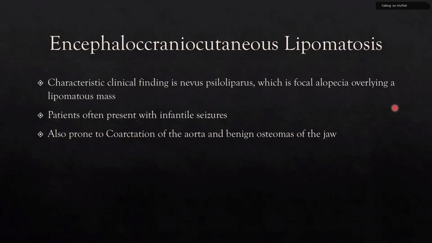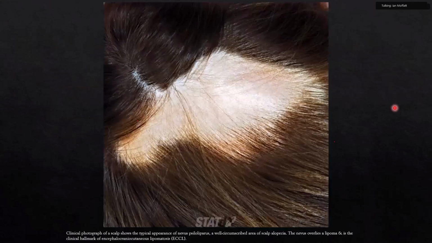The characteristic clinical finding in this is nevus psiloliparus, which is focal alopecia overlying a lipomatous mass. Patients often present with infantile seizures, and they're also prone to coarctation of the aorta and benign osteomas of the jaw. So this is the nevus psiloliparus. So basically you have an area of focal alopecia. In this case, there is an underlying lipomatous mass. In Gomez-Lopez-Hernandez, there would not be an associated lipomatous mass.